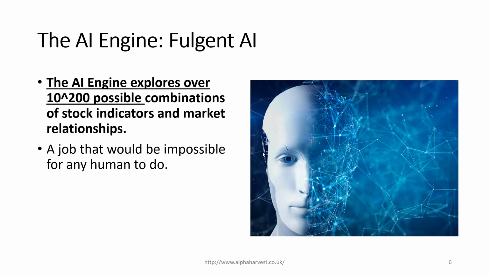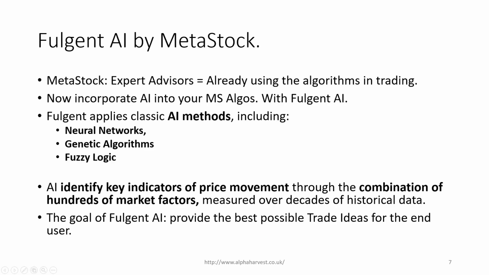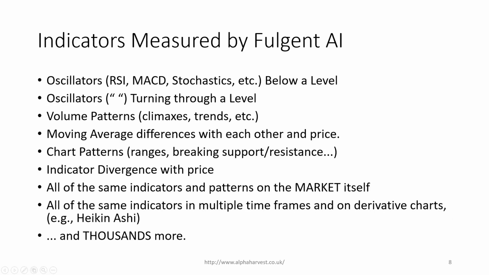We use the Fulgent AI engine that sits on the Metastock platform. It uses genetic algorithms, neural networks, and fuzzy logic to identify key indicators of price movement through a combination of hundreds of market factors measured over decades of historical data. So that's basically what the AI does: it uses genetic algorithms to eliminate non-performing indicators.